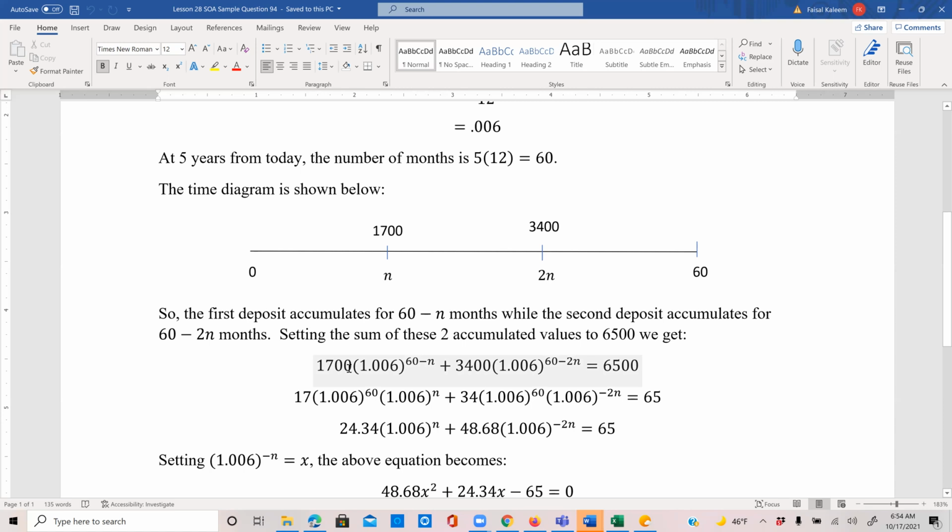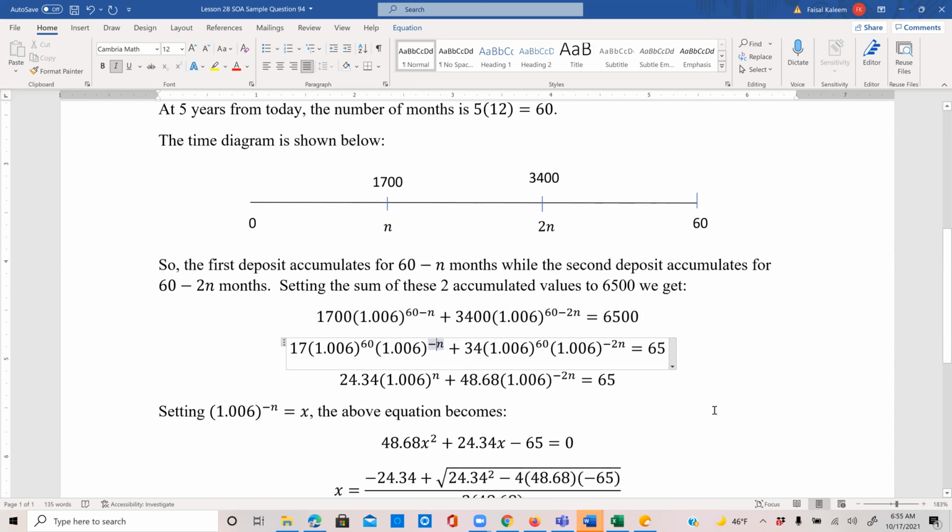So for the 1,700, it would be 1,700 times 1 plus i, so 1.006. We're talking monthly rate because everything is in months. And 60 minus n is the number of months that it sits in the account. Similarly, the second deposit was 3,400, and that times 1.006 power 60 minus 2n gives us the accumulated value of the second deposit at time 60. And we're setting the sum equal to 6,500. In the next step, we break up this 60 minus n power into 1.006 power 60 and 1.006 power negative n. And similarly, the other term is 1.006 power 60 and 1.006 power negative 2n.